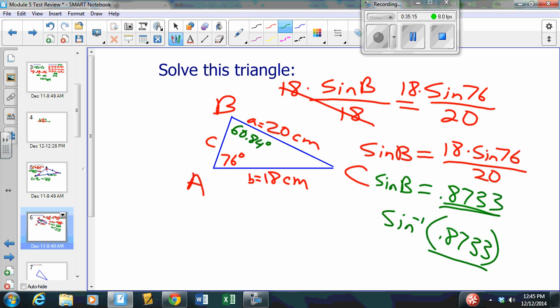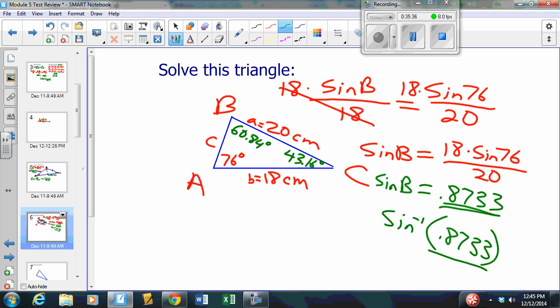So there you go, 0.8733, and that gives you 6.84. Can I find the other angle easily? What is it? Has someone calculated already? 43.16 degrees. Okay. So I only have one thing left, side C. What could I do to find side C?